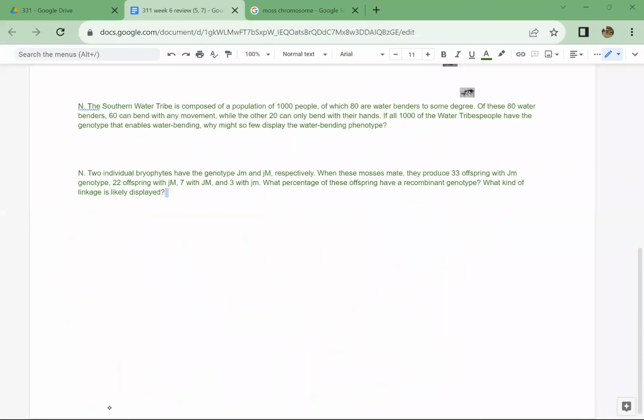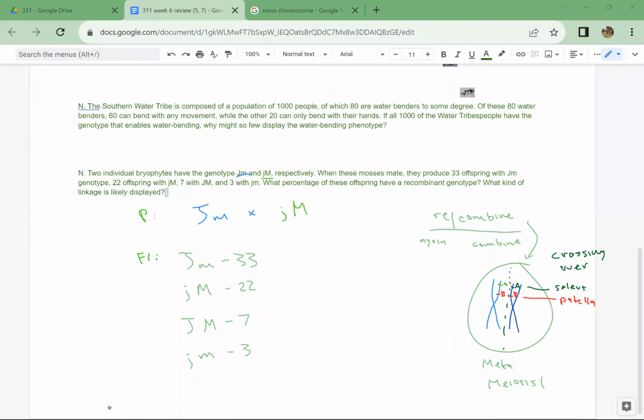And so keeping that in mind, what percentage of these offspring have a recombinant genotype? So recombinant is the result of crossing over. Recombinant is crossing over. And the opposite of that is a parental genotype. No crossing over. And they are identical to the parent.